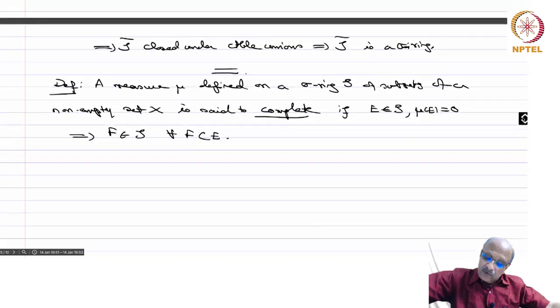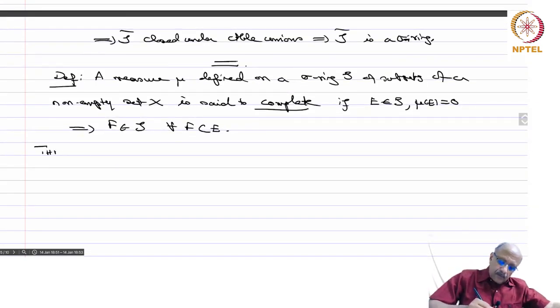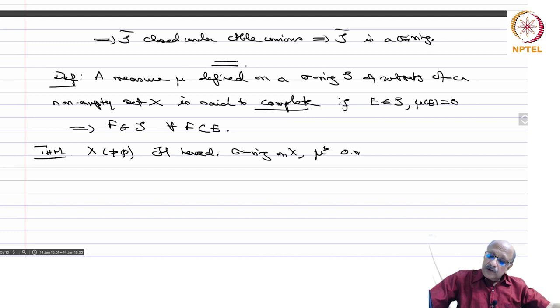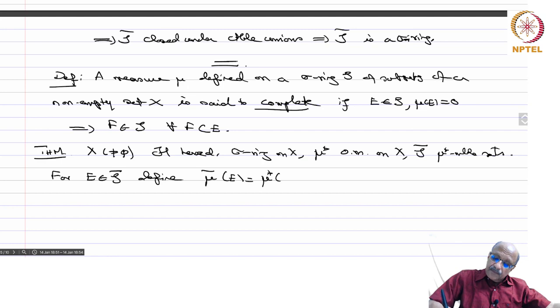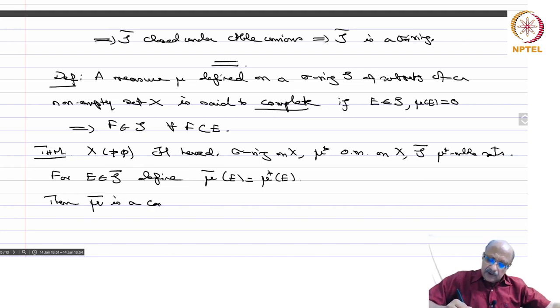So we have the following theorem which we've almost proved. X non-empty set, H hereditary sigma ring on X, mu star an outer measure on X, S bar the mu star measurable sets. For E in S bar, define mu bar of E equals mu star of E. It's the same, I'm just saying. Then mu bar is a complete measure on S bar.